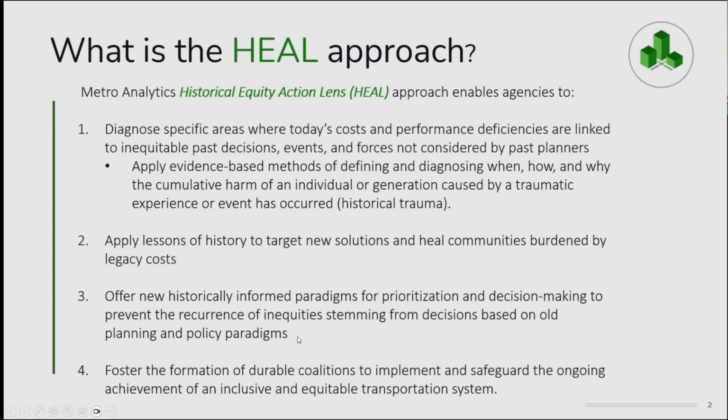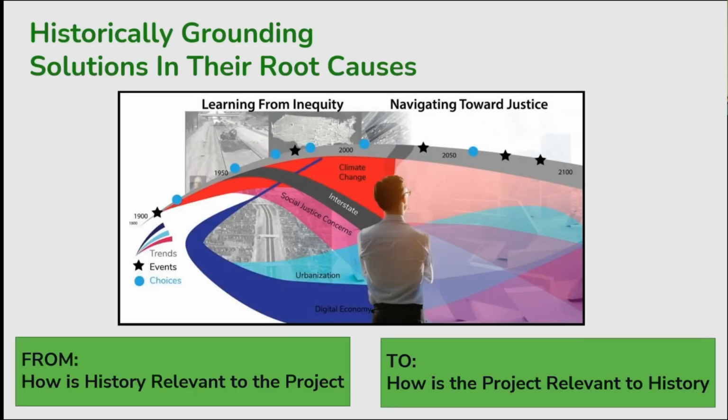Apply the lessons of history to target new solutions and heal communities that are burdened by these legacy costs, and offer new historically informed paradigms for prioritization and decision making to prevent the recurrence of inequities from past decisions based on older planning and policy paradigms. And also to foster the formation of durable coalitions that can implement and safeguard ongoing achievement of an inclusive and equitable transportation system. So what does all that really mean?